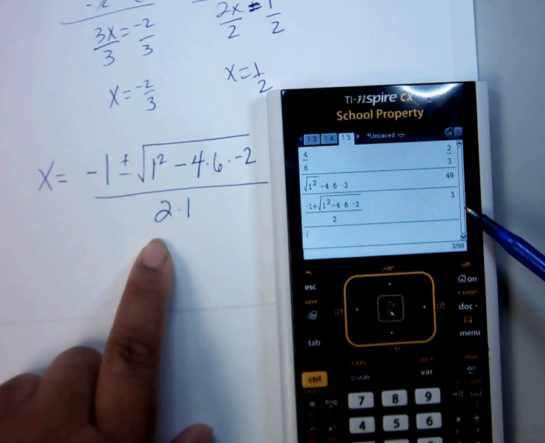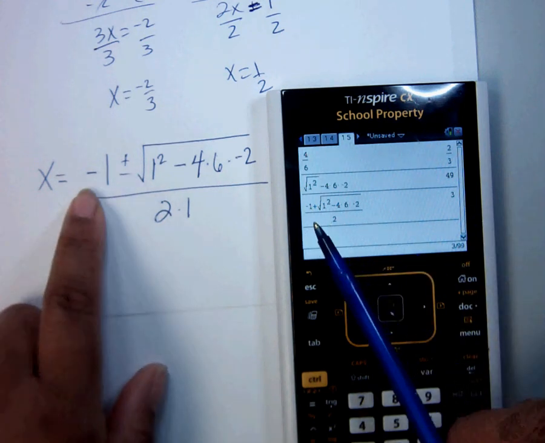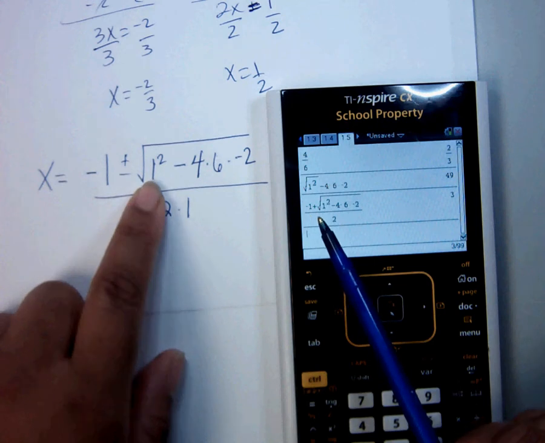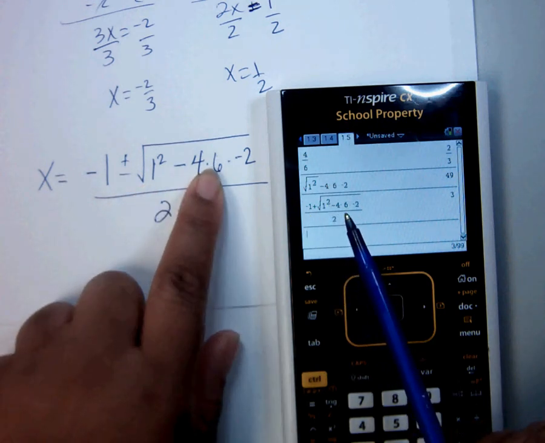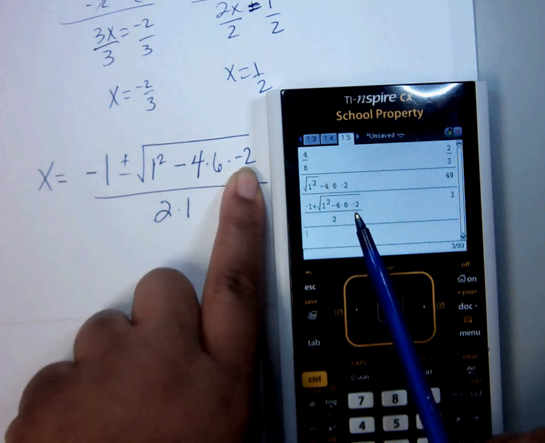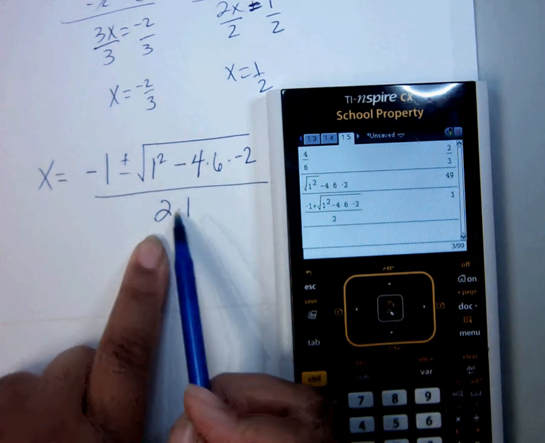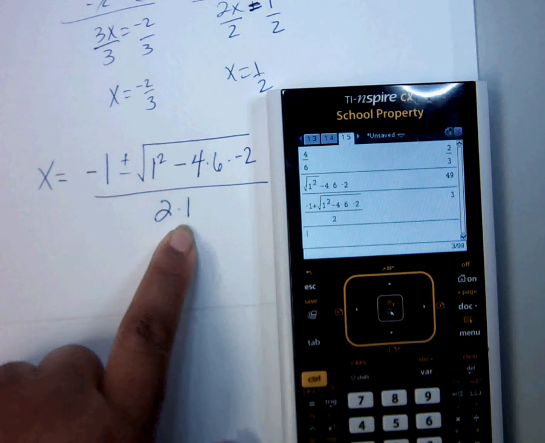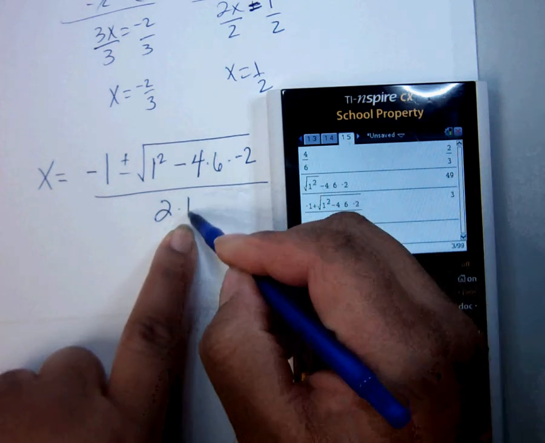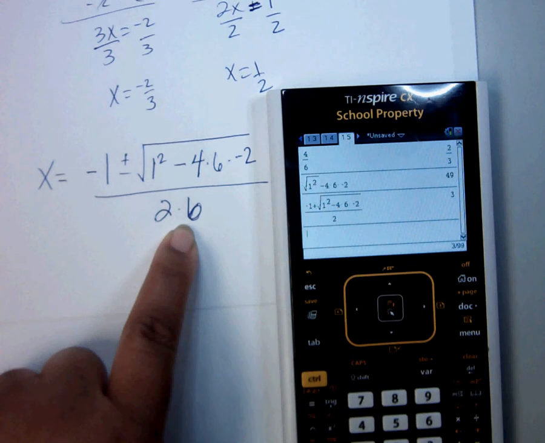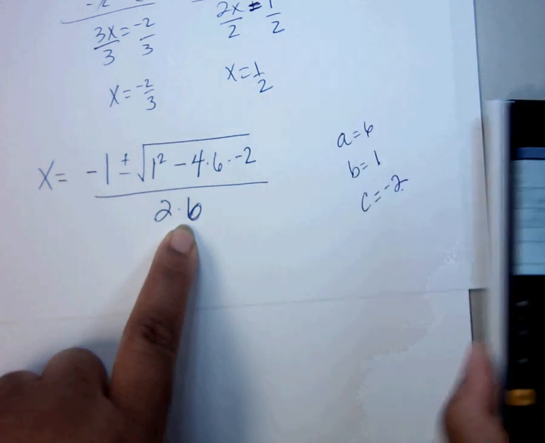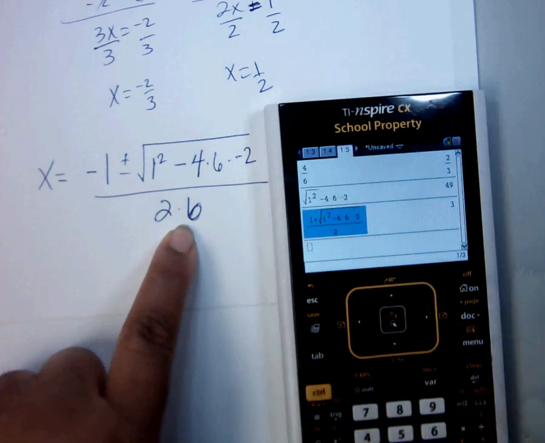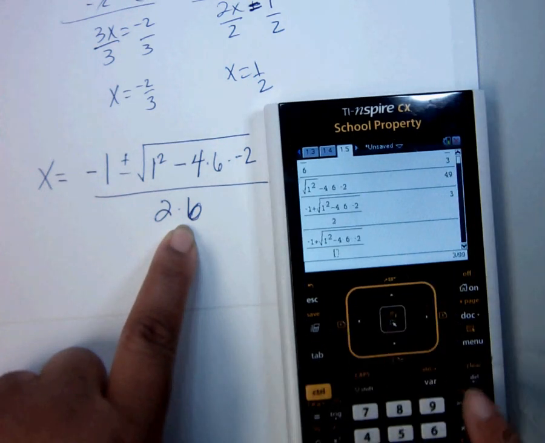So what did we do wrong? Let's go back and check. Negative 1 plus 1 squared minus 4 times 6 times negative 2. I put 2 times 1. What's wrong with that? That should be 2 times 6, because a was 6. Okay, so let's go back up, bring him down, and let's change the bottom to 6.